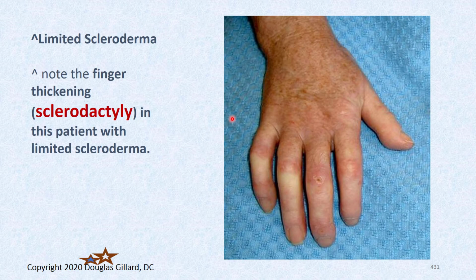Let's look at some pictures. Here's a patient with limited scleroderma, and they have sclerodactyly and a little Raynaud's going on at the same time. Got a little skin color change, so a little permanent Raynaud's. Remember, the secondary Raynaud's doesn't go away. It stays there all the time. Primary Raynaud's is just a temporary attack and you're back to normal. So we got a little Raynaud's going on with sclerodactyly.